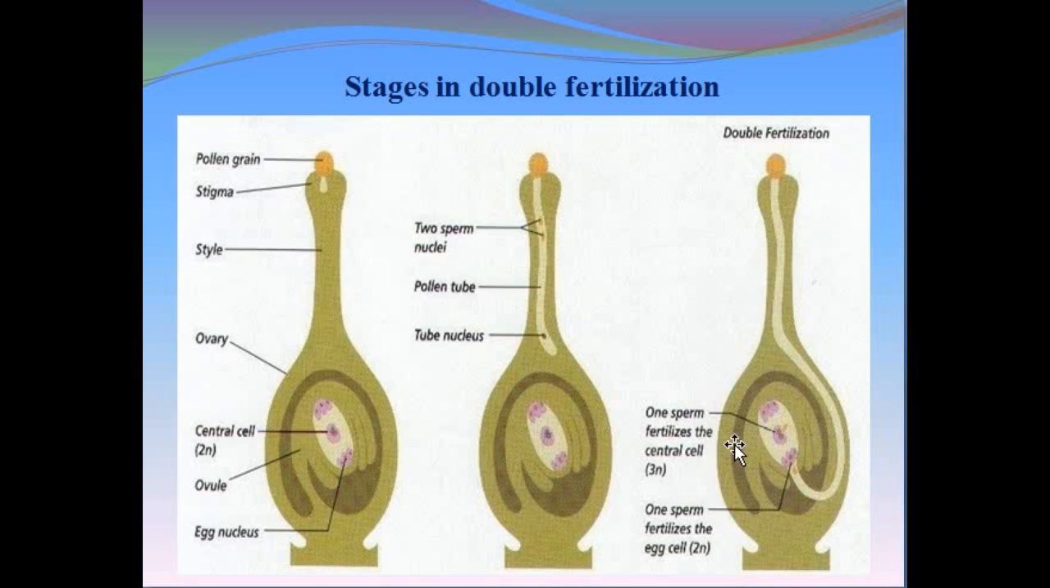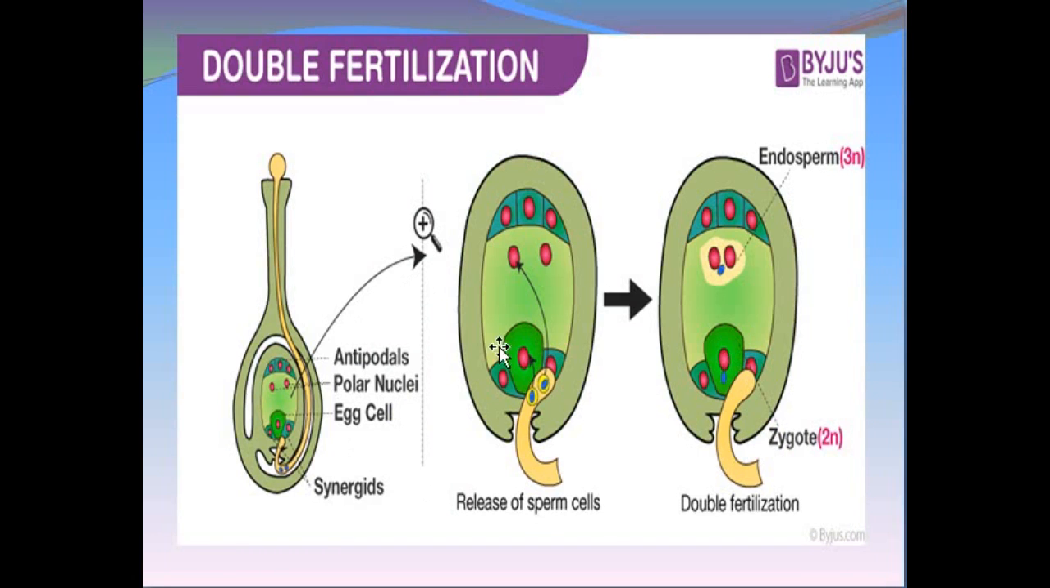primary endosperm nucleus. In this diagram, we can observe the process of double fertilization in a very close-up view. As I told, after the discharge of the sperms into the embryo sac, one of the sperm or male gamete fuses with an egg nucleus to form a diploid zygote, which later develops into an embryo, whereas the another sperm fuses with the 2 polar nuclei to form triploid primary endosperm nuclei, which is going to develop into an endosperm.